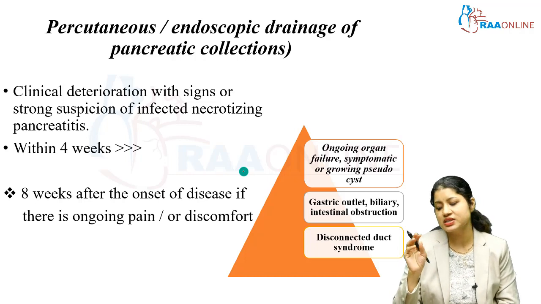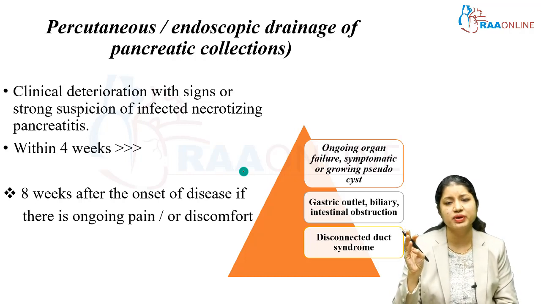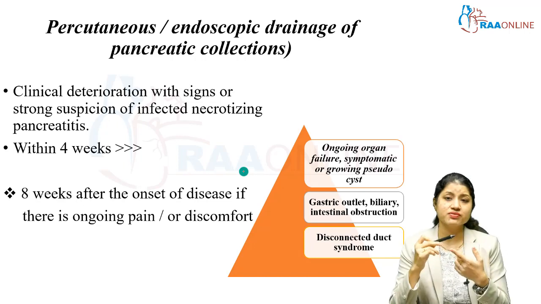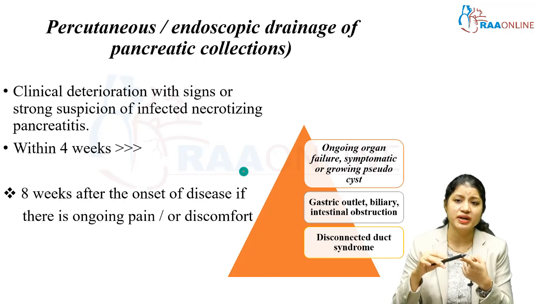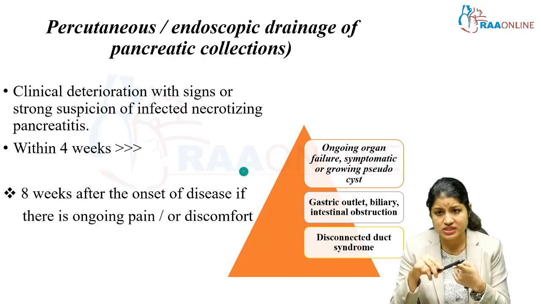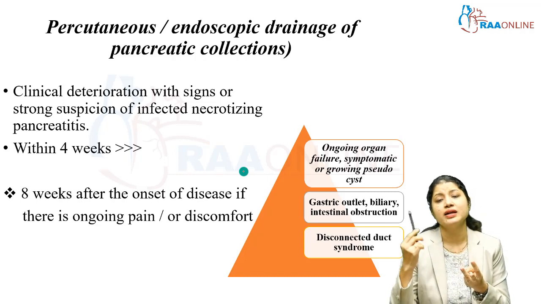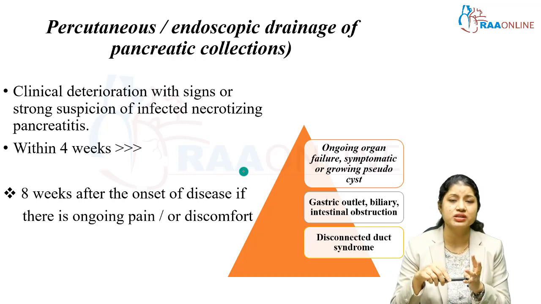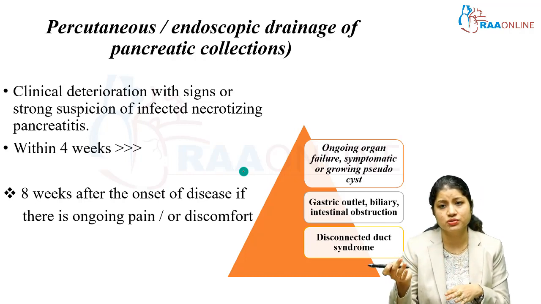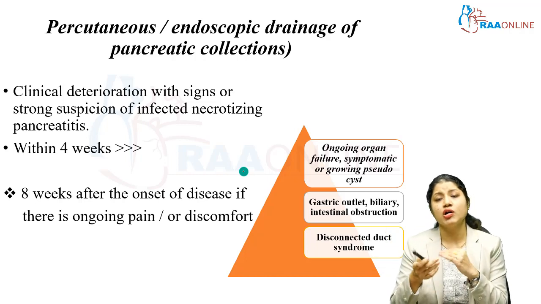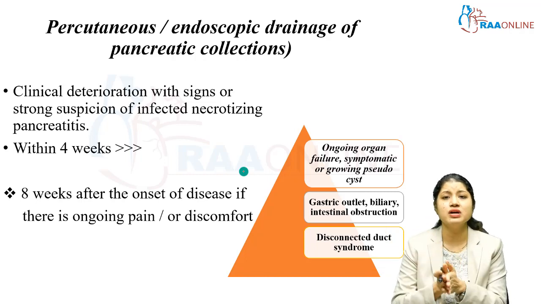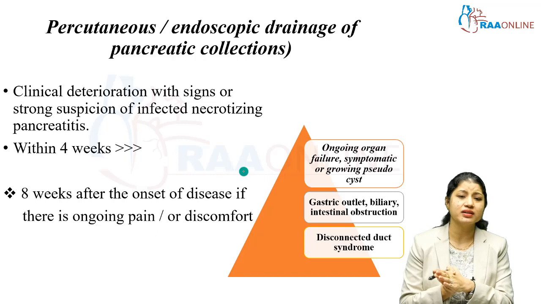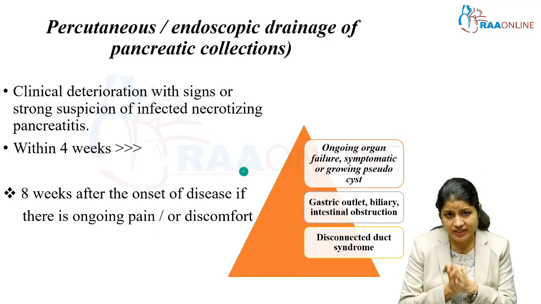Then, percutaneous or endoscopic drainage of pancreatic collections. In some instances, in spite of our fluid therapy, analgesic management and giving rest to the pancreas, there is clinical deterioration of the patient, especially in a patient who has local complications of the pancreas, like a pancreatic pseudocyst, pancreatic abscess, or a gastric outlet obstruction because of the pseudocyst, or a biliary intestinal obstruction, an increase in the size of the pseudocyst, ongoing organ failure, or a disconnected duct syndrome. In all these places, the patient definitely does not improve and will have persistent organ failure. There is a need to intervene surgically.